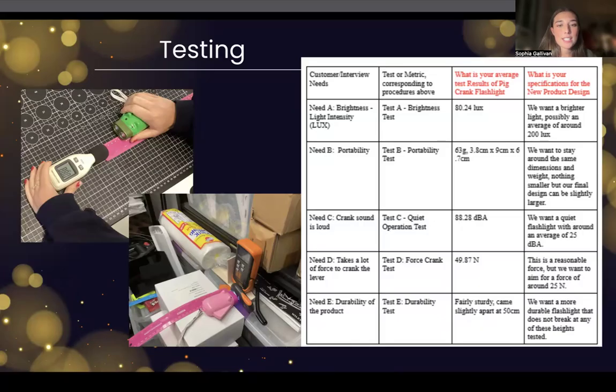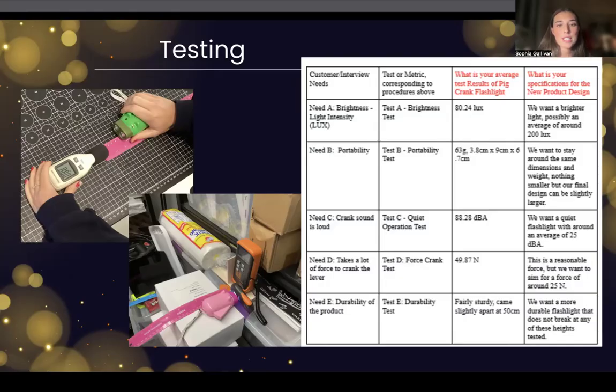For testing, we needed to test the flashlight so that we could determine by how much exactly we would need to improve brightness, sound, and more. On the left are images of us using a sound meter and digital lux meter to measure the brightness and sound level of the flashlight. Not pictured, we also used a ruler to measure its dimensions, a force gauge to measure the force needed to use the crank, and our ruler again to measure durability as we dropped it from various heights.